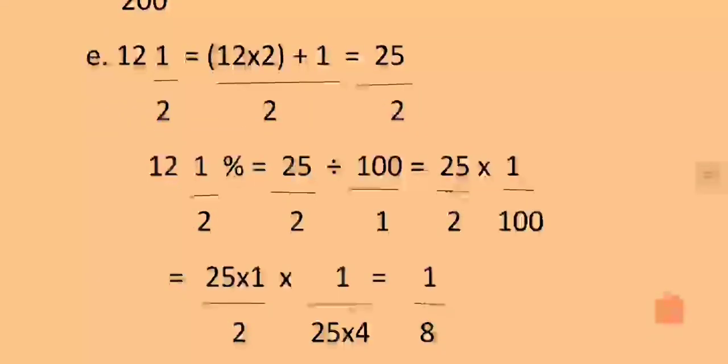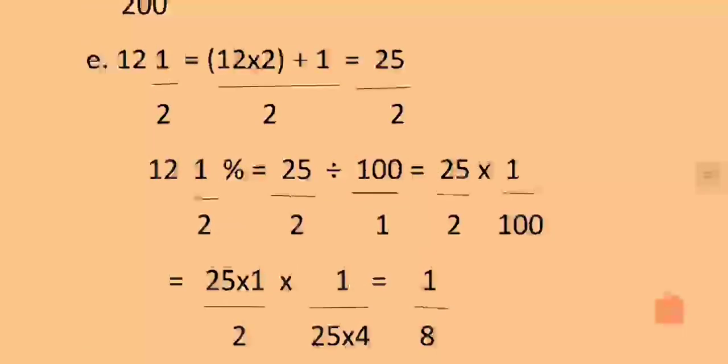1E, we have 12 whole number 1 over 2%. But I'm going to start by taking the 12 whole number 1 over 2 first of all to an improper fraction, which gives me 25 over 2, so that when I have 12 whole number 1 over 2%, it's just the same thing as having 25 over 2%. 25 over 2% means 25 over 2 out of 100.